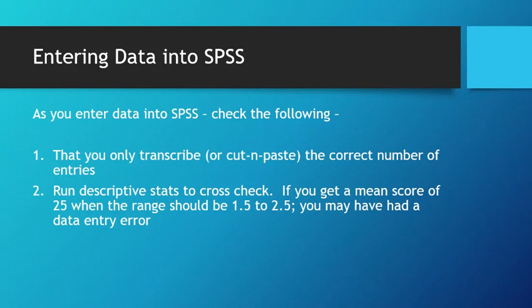For example, if I was looking at the standing long jump, probably the female athletes might be in the range of 40 to 50 inches, something like that. Well, if I got a mean score of 450 or a mean score of 4.5, then I would know that I had some sort of data entry error. So it's important to run that to double check that.